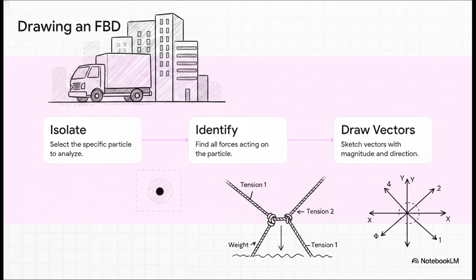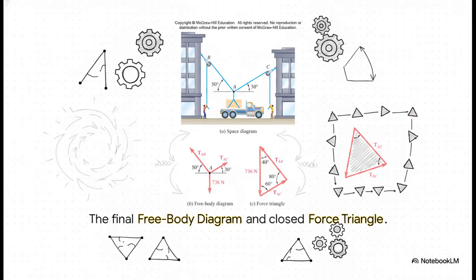Step 1. Isolate the particle. We basically just choose the exact junction point where all the ropes meet. Step 2. Identify all applied forces acting on that specific point, so the weight pulling down and the tensions from the cables pulling up and off to the side. Step 3. Draw and label the vectors. Here's where we apply our Cartesian logic to show exactly where these forces are pointing and exactly what magnitudes they have. Let's see how this all comes together to build our final free body diagram.